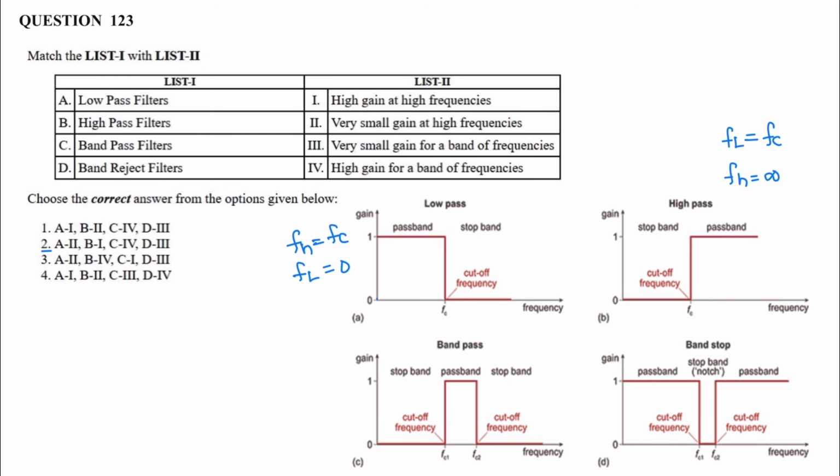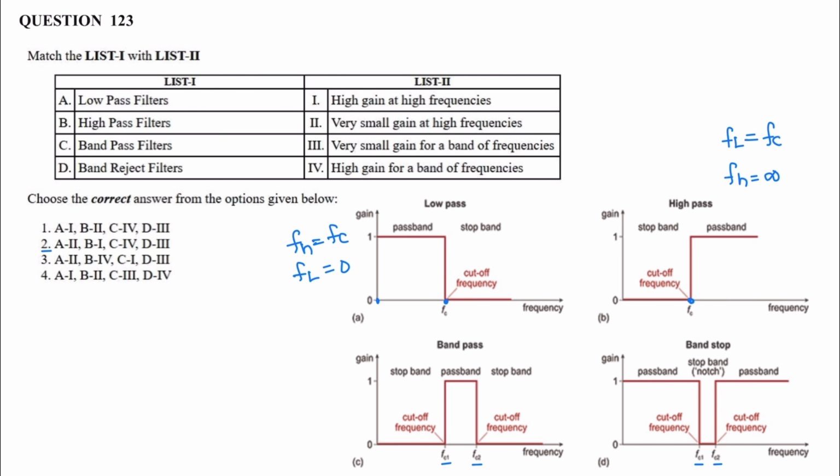Next question, question number 123. Response of ideal filters is mentioned here. For a low pass filter, the lower cutoff frequency is 0 and the higher cutoff frequency is FC. For a high pass filter, the lower cutoff frequency is FC and the higher cutoff frequency is infinity. For a band pass filter, the lower cutoff frequency is FC1 and the higher cutoff frequency is FC2. Similarly, for a band stop filter, the cutoff frequencies are FC1 and FC2.